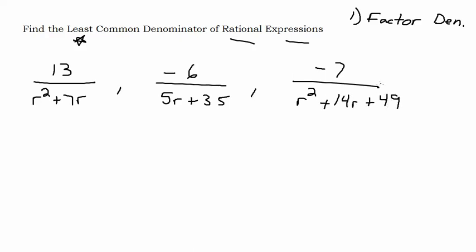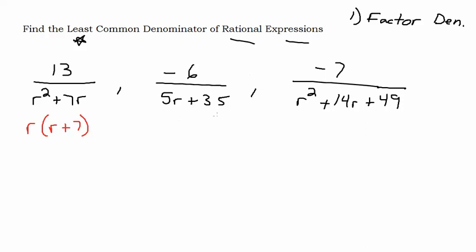So in the near future, you're probably going to be asked to add or subtract these, and you have to find the least common denominator. So the first step is to factor each denominator. Here I have 2 terms. Always look for a greatest common factor, and I see here I can take out an r. That'll leave me with an r plus 7, and those are the factors of that denominator.